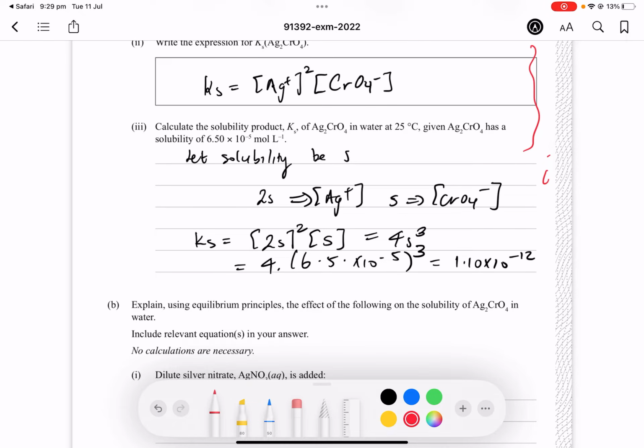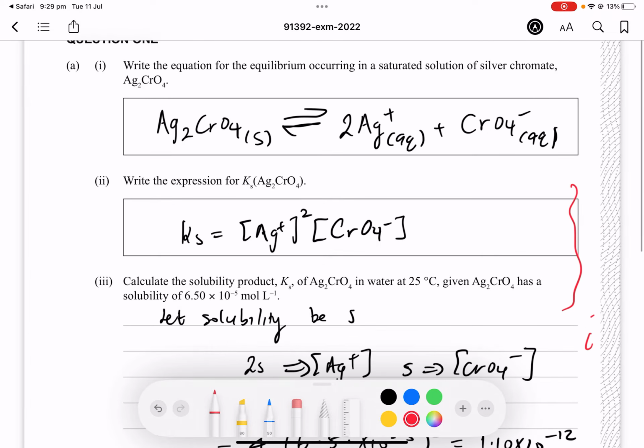And to get an achieved, you can have a correct equilibrium expression and correct method for Ks. So I think these two here will be enough to get you the achieved right there.